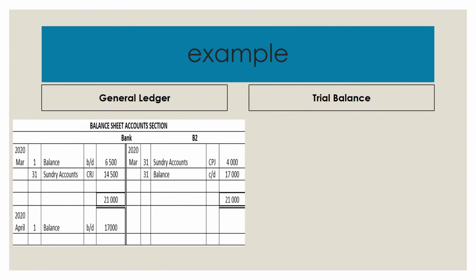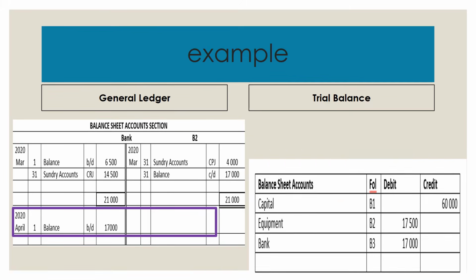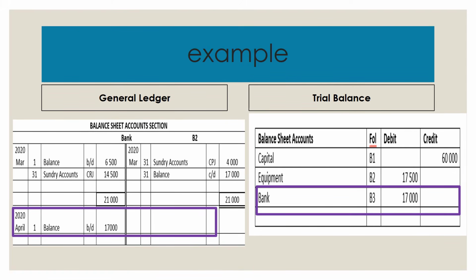Here we have a bank account. Our reference is B2. We see that we have a balance brought down at the beginning of the month of 6,500. We received 14,000 Rand. We spent 4,000 Rand, and then we had a balance carried down of 17,000. That balance carried down we have brought down at the beginning of the new month of 17,000. We take that balance from the debit side, and we enter it into our trial balance also on the debit side with a reference of B3.